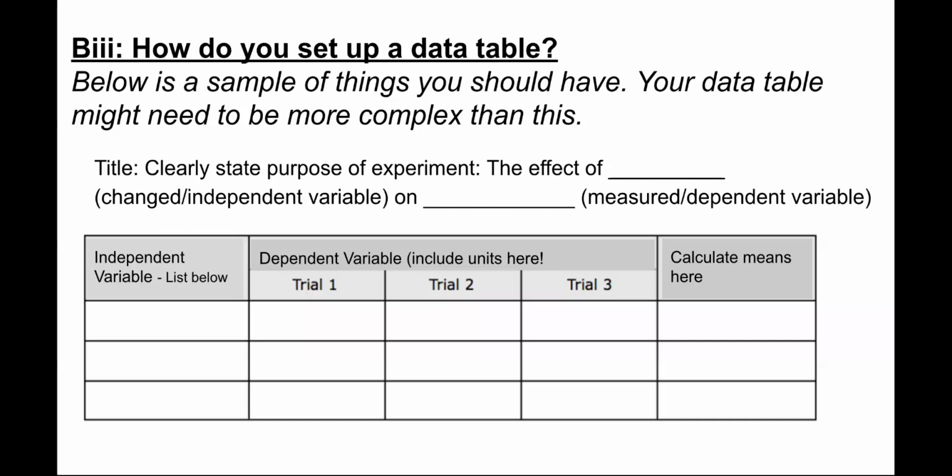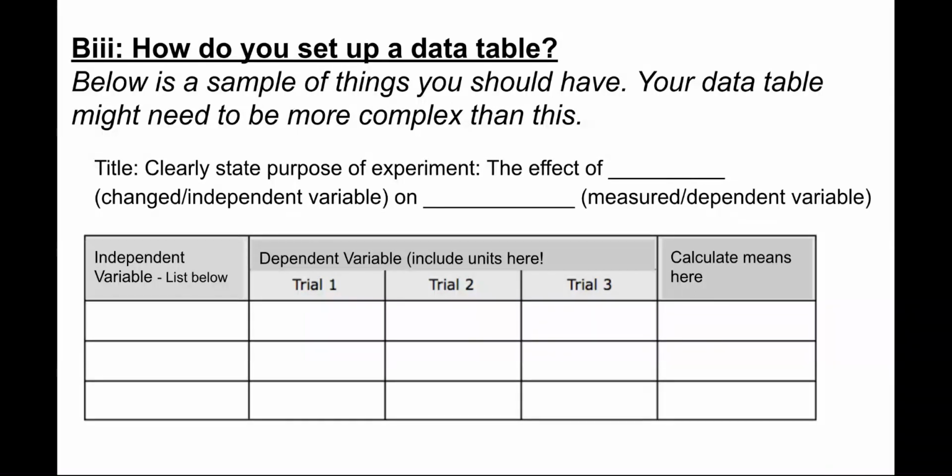This is an example. And sometimes your data table could be more simple than this, and sometimes it will need to be a little more complex than this. But this is a generic example. A data table should have a title above it so you understand what data it is collecting and showing. Typically, we can write something in the form of this sentence stem here, the effect of what on something else.